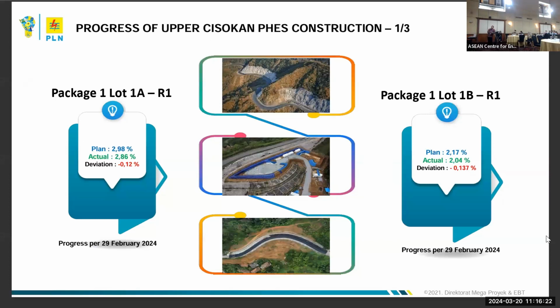This is the progress. Actually, it is still low. Lot 1A: this is the progress for last month, February this year. We planned progress of 2.98%, actual 2.86%. And this is Lot 1B. Yeah, there is also a delay, but not too much.